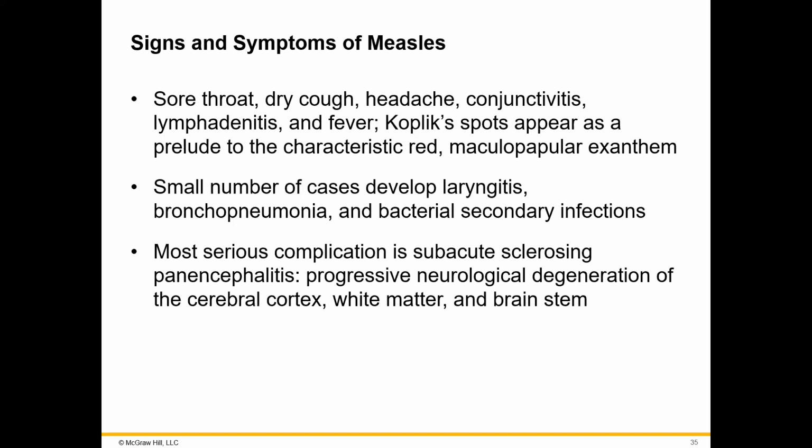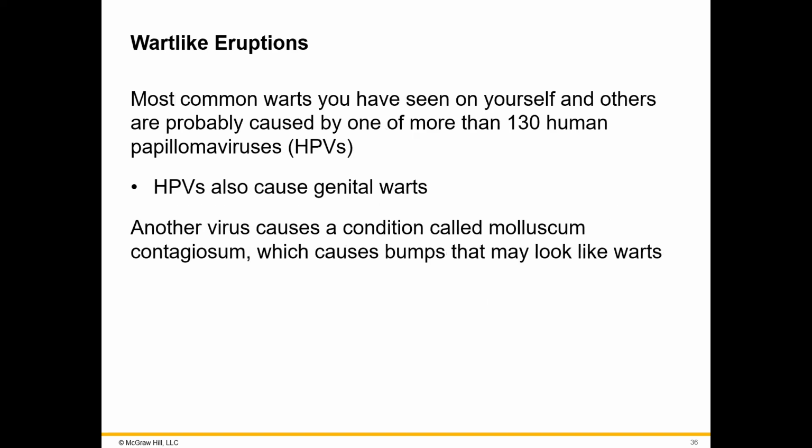We can also have severe complications that can include subacute sclerosing panencephalitis. This is inflammation throughout the entire brain, and that can be deadly. We also have encephalitis, and meningitis could potentially happen. This will lead to progressive degeneration of the cerebral cortex and can lead to coma and death.